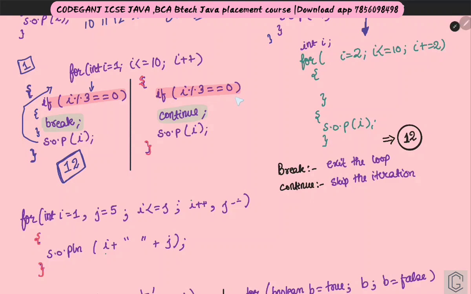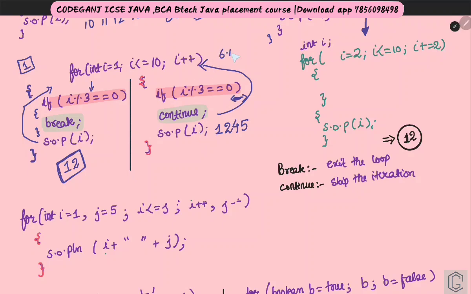Correct? Now, what happens when there is continue? Till 1 and 2, it will run similarly. As soon as 3 is encountered, it will continue, meaning from where you came, you go back to that place. So that loop iteration will be skipped. For 3, it should have printed 3, but it will not print 3. It will skip this iteration and go to I plus plus again. So it will become 4 and 5, which are not divisible by 3, so the remainder will not be 0. It will come here and print.